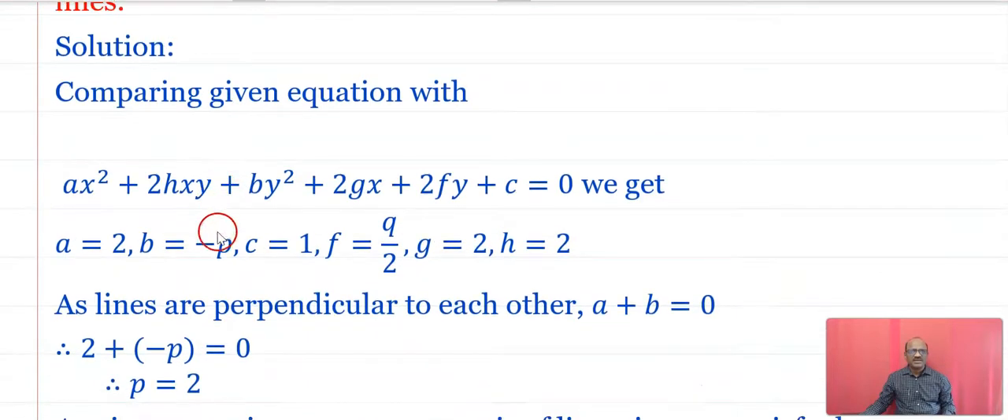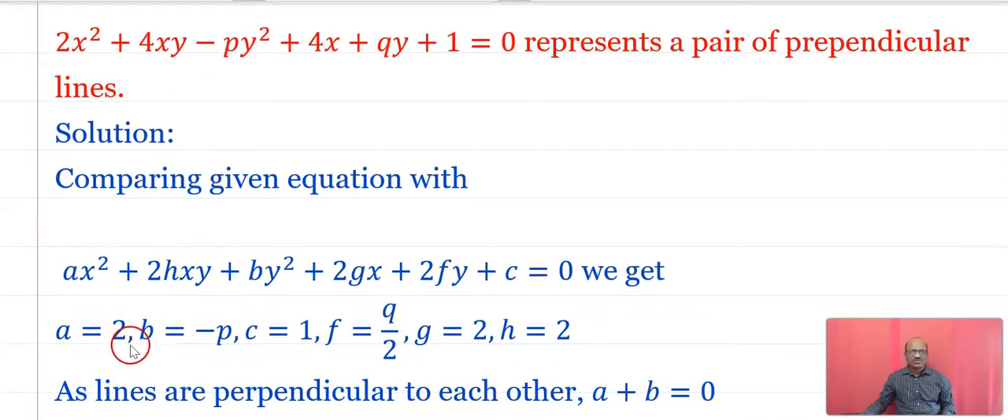Then if we compare it, you will get a equals 2, b equals minus p, c equals 1, f equals q by 2, and g equals 2, h equals, again you will get 2 if we compare it.